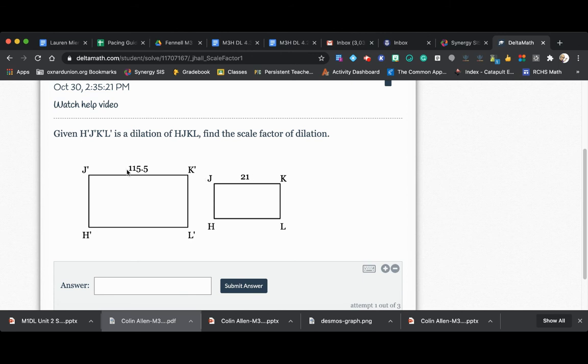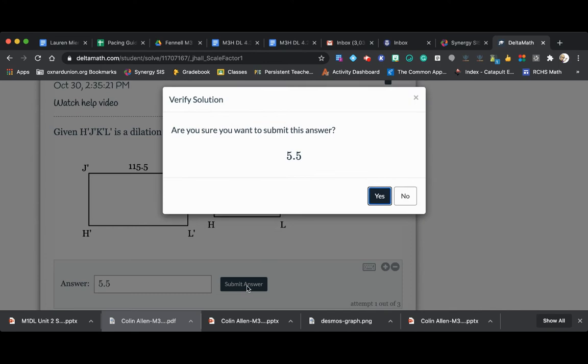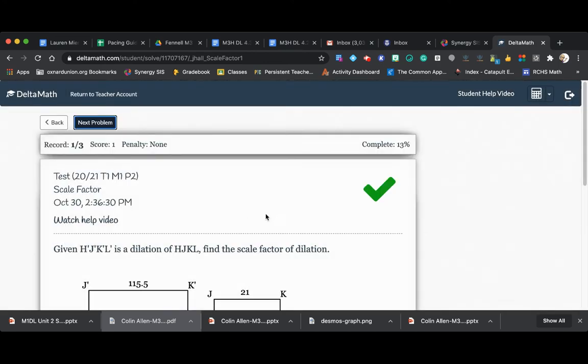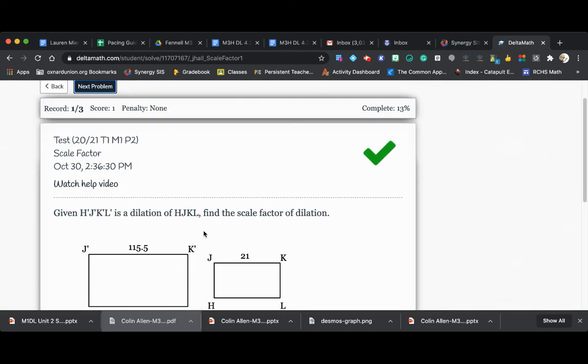So to go from 21 to 115.5, we need to multiply by what? So I'm going to take 115.5 and divide by 21 to see what I would have to multiply 21 by to get myself to 115.5. So that's going to be 5.5. So if I multiply 21 by 5.5, that should get me to my larger side of that rectangle. So that's how scale factor is going to work.